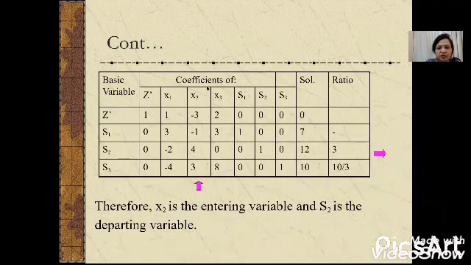Here, the coefficient of x2 is most negative, so x2 will be the entering variable. And when we calculate the ratio of the solution column to the x2 column, we can see here that the ratio corresponding to S2 is minimum. So S2 is the departing variable.